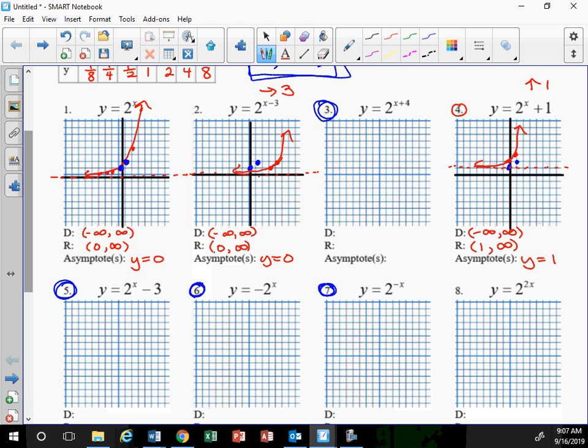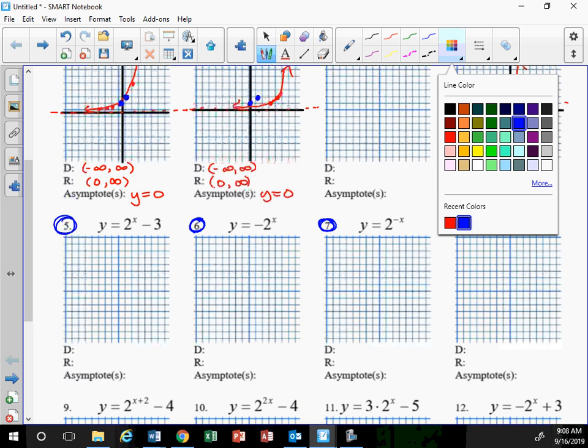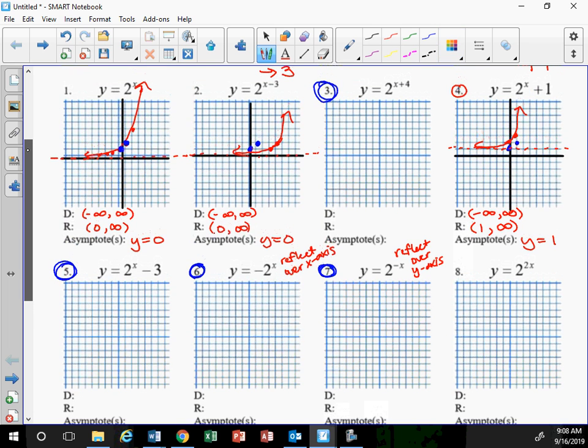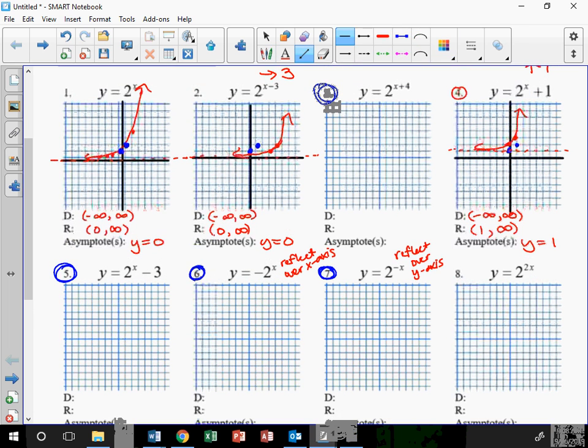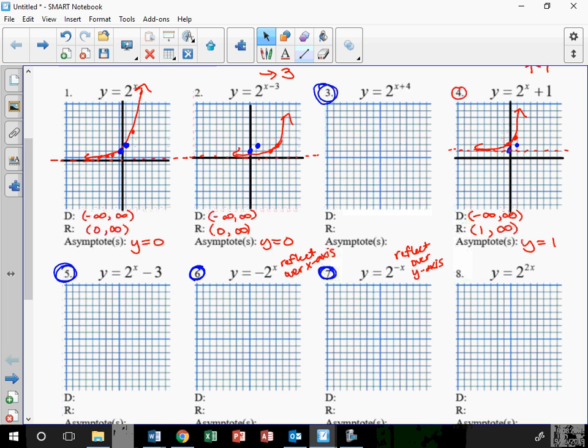On 6, the negative is out in front. What are you reflecting over in that one? Yes, this is going to be reflect over x. And what about number 7 then, since the negative is with the x? Yeah, reflect over y. All right, just going to draw in my x and y's, and then I'll come around and see how you're doing.